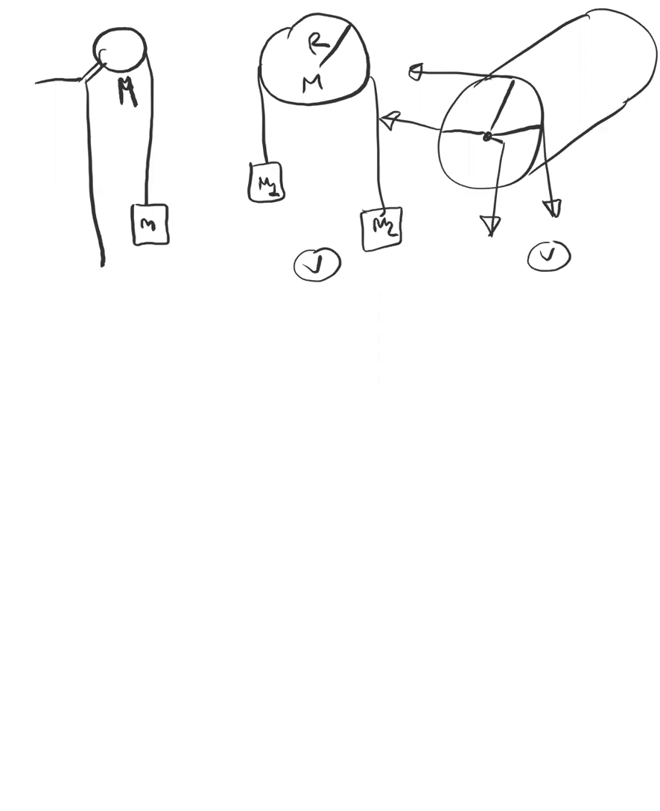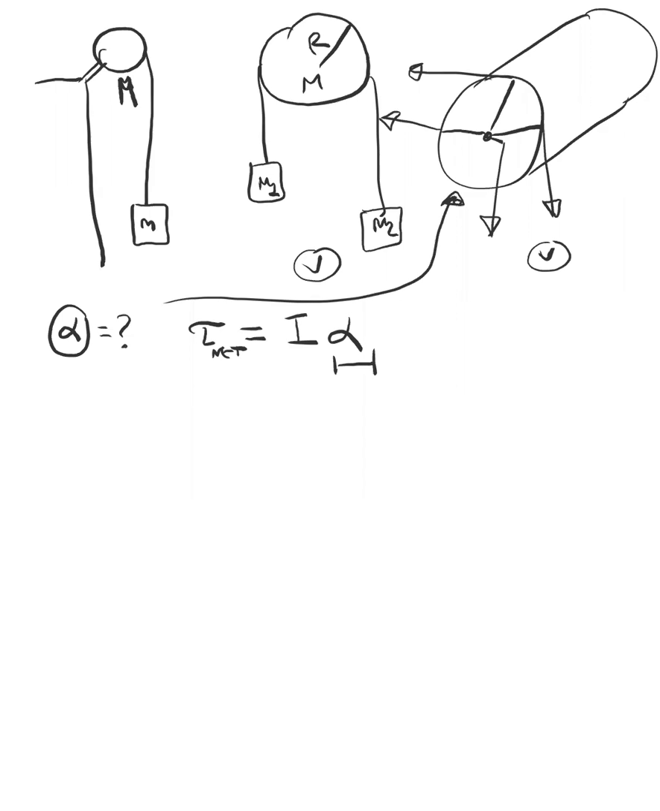And let's say what we need to do is, let's say they ask you to find angular acceleration. So how do we find angular acceleration for this cylinder? The key equation for us is Newton's second law, which tells us that the net torque is equal to moment of inertia times angular acceleration. So to find acceleration, you need to know your moment of inertia and you need to know your net torque.